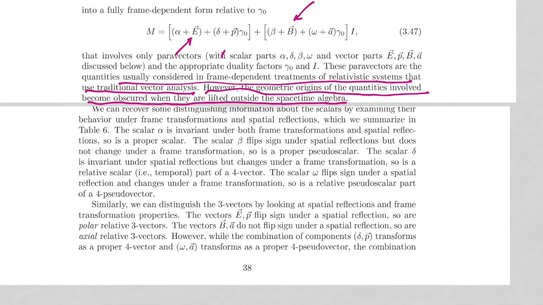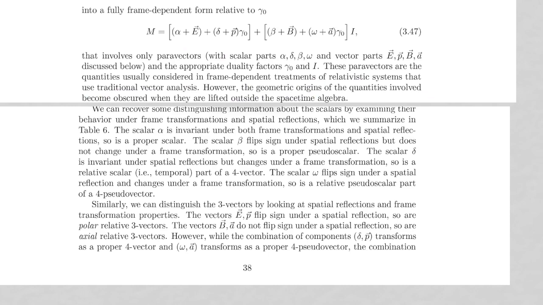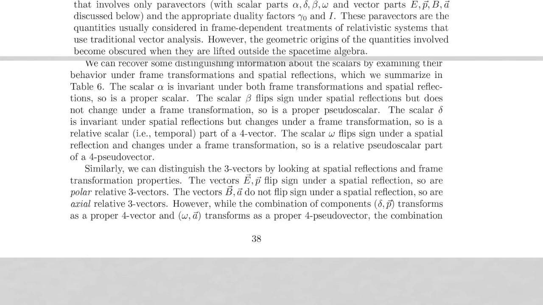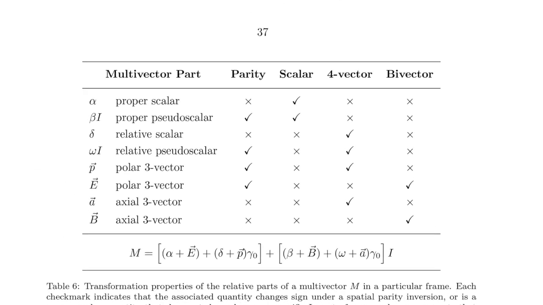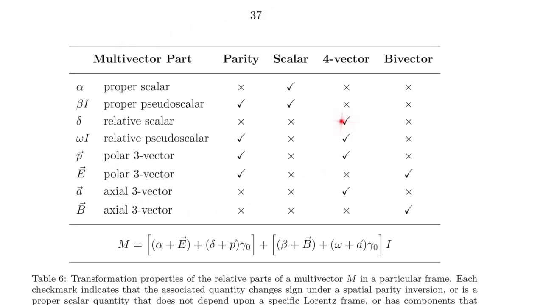So that's true. It's just we have to decide eventually how much these geometric origins are of use to us. And I'm sure that the more you do this, the more useful it becomes. Until you use it a lot, you can't just articulate the usage. You've got to actually live it. So we can recover some distinguishing information about the scalars by examining their behavior under frame transformations and spatial reflections. Actually, I think we'll do that next time because it does involve a pretty detailed study of this table here.